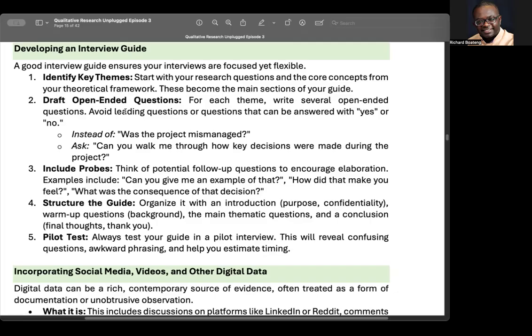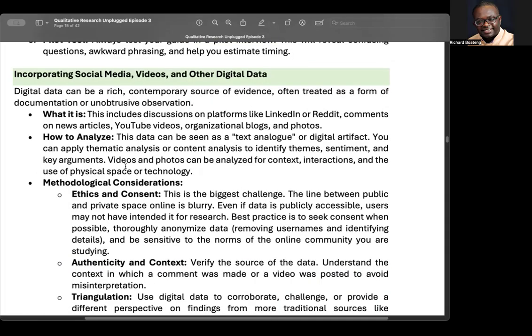Makes sense. Now, we're living in a digital world. How do we incorporate data from social media, videos, online forums, etc., into case study research? What kind of data is this? Yeah, this is increasingly relevant.